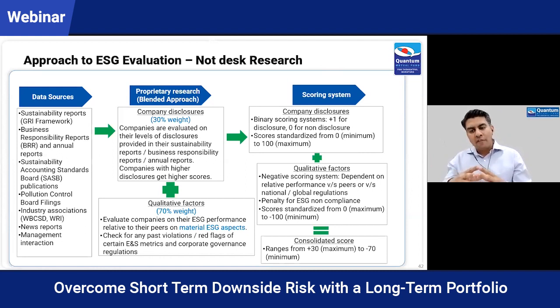And the score of companies in our framework, everyone will have a different framework, and there are many different frameworks out there. But in our framework, which has gone through a lot of understanding, learning, reassessing exercises, any company will have a score of +30 to -70, and any company which has a positive ESG score becomes eligible to be part of our portfolio in the ESG fund.